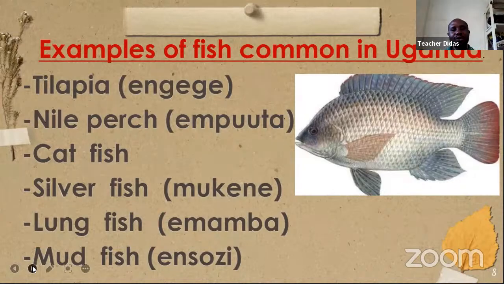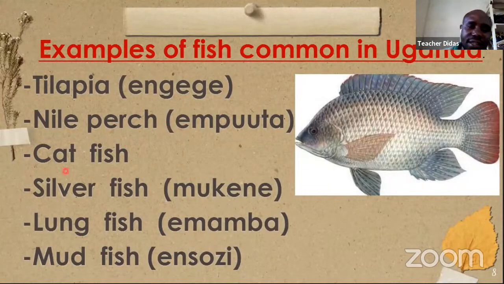But those are some examples of fish we have looked at. Tilapia, I've said it is called engege. Nilo patch is called mputa. We have got silverfish, which is mukene. And we have got lungfish, mamba. And mudfish is ensonzi. Someone saying there is a fish called crab.